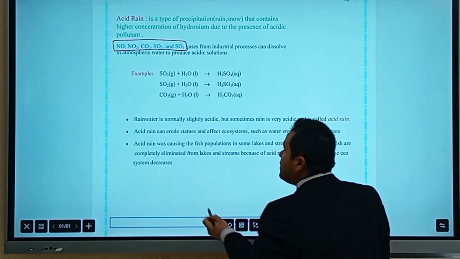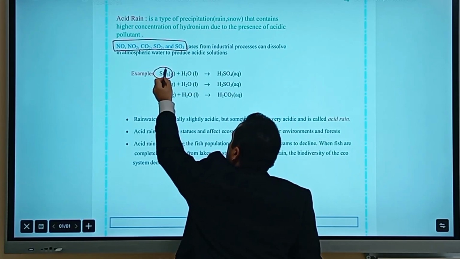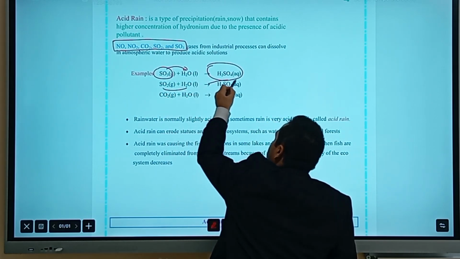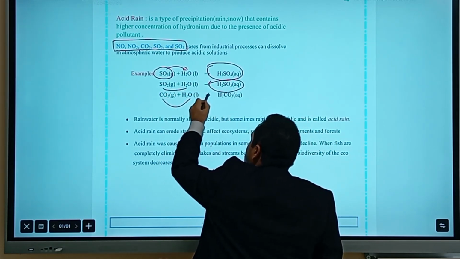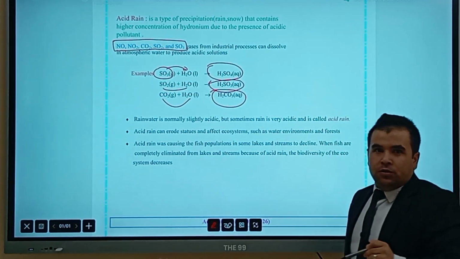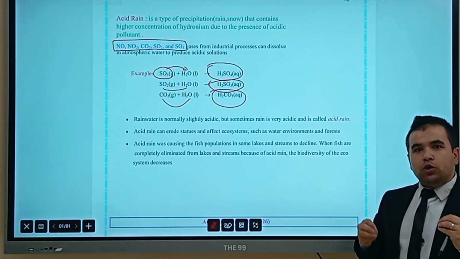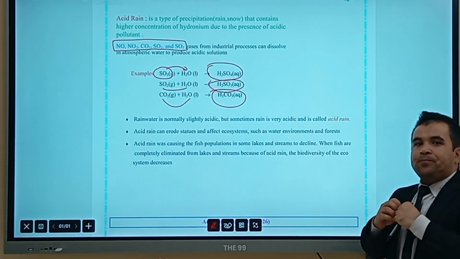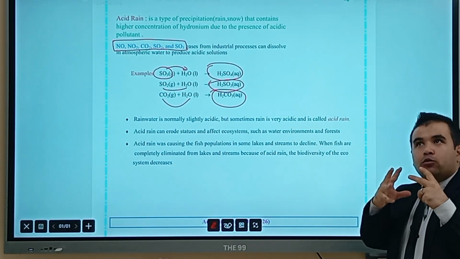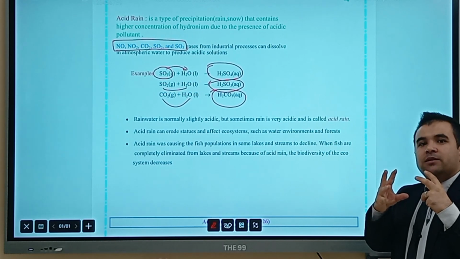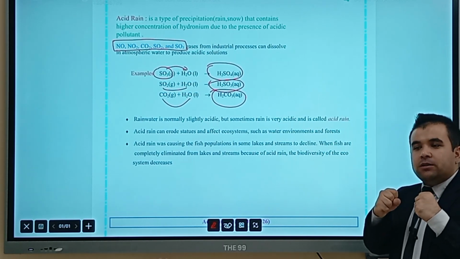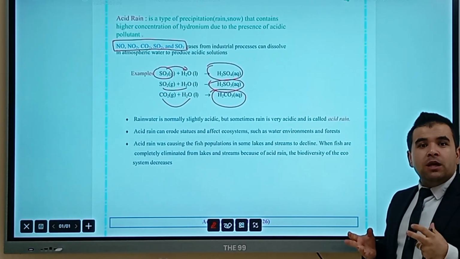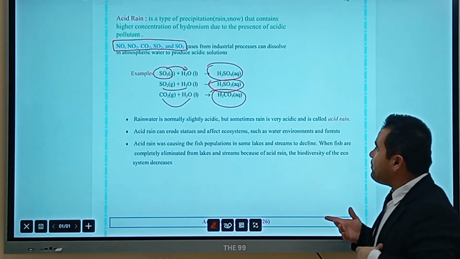How? The gases react with H2O to form an acidic solution. So these gases, due to the emissions of industrial processes, mix with the clouds in the atmosphere, and then when the water condenses, they react with the droplets of water, and then they produce an acidic precipitate.